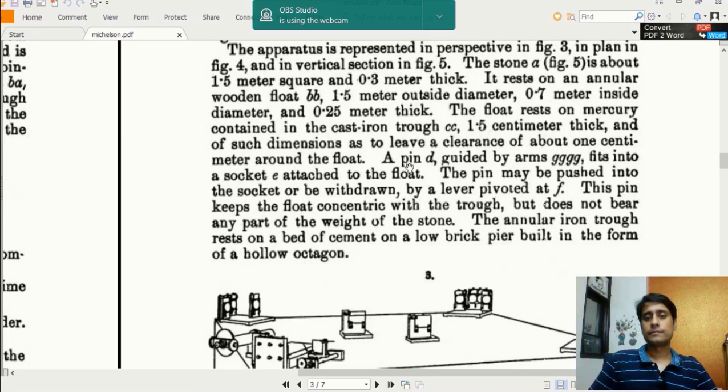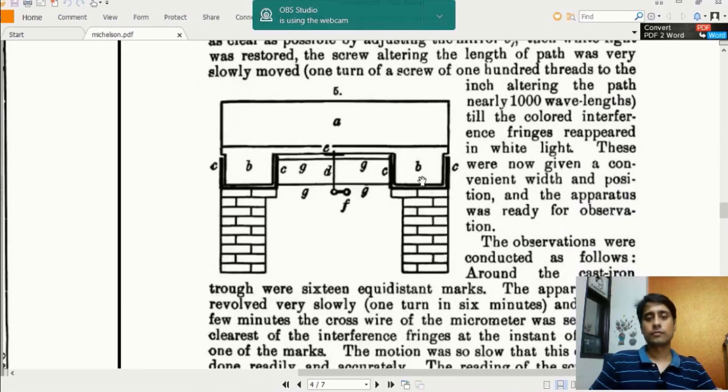A pin D guided by the arms G fits into socket E attached to the float. So let's view this. This is the socket which fits into this wooden float, and its main use is to align this wooden float concentric with the trough, so that there is some clearance. It doesn't touch the trough while rotating the interferometer. So the clearance between the float and the trough is always 1 centimeter. So this is the guide.